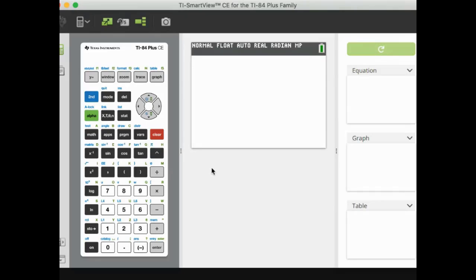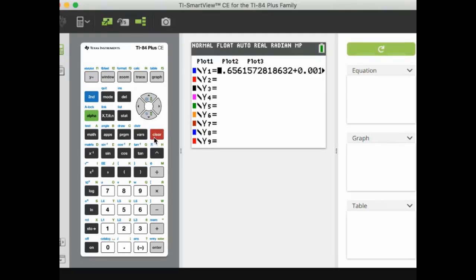So the first thing I'm going to want to do is plug in a function. Our function that we had was sine of x squared plus 1. So I'm going to go to my y equals. If everyone looks at the on button, go all the way straight up to the second button and even above that to where it says y equals. We're going to type in our function.